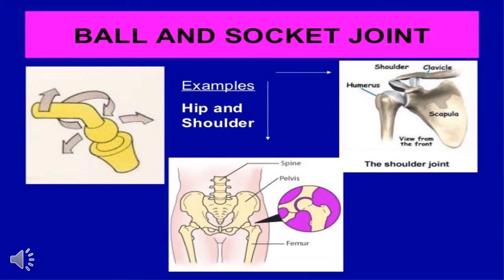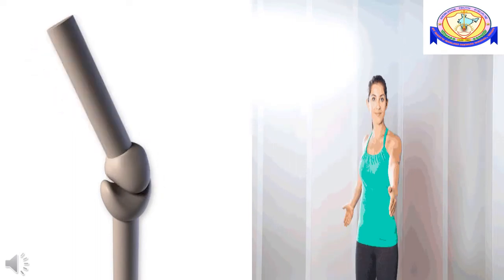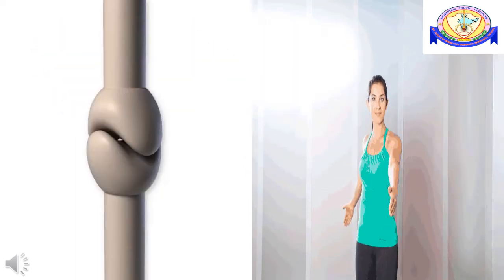Ball and socket joint. In this joint, the end of the bone is round like a ball and it fits into a hollow socket of the other bone. This joint allows movement in all directions. Your hips and shoulders have ball and socket joints. Here you can see the movement of the ball and socket joint in your shoulder.